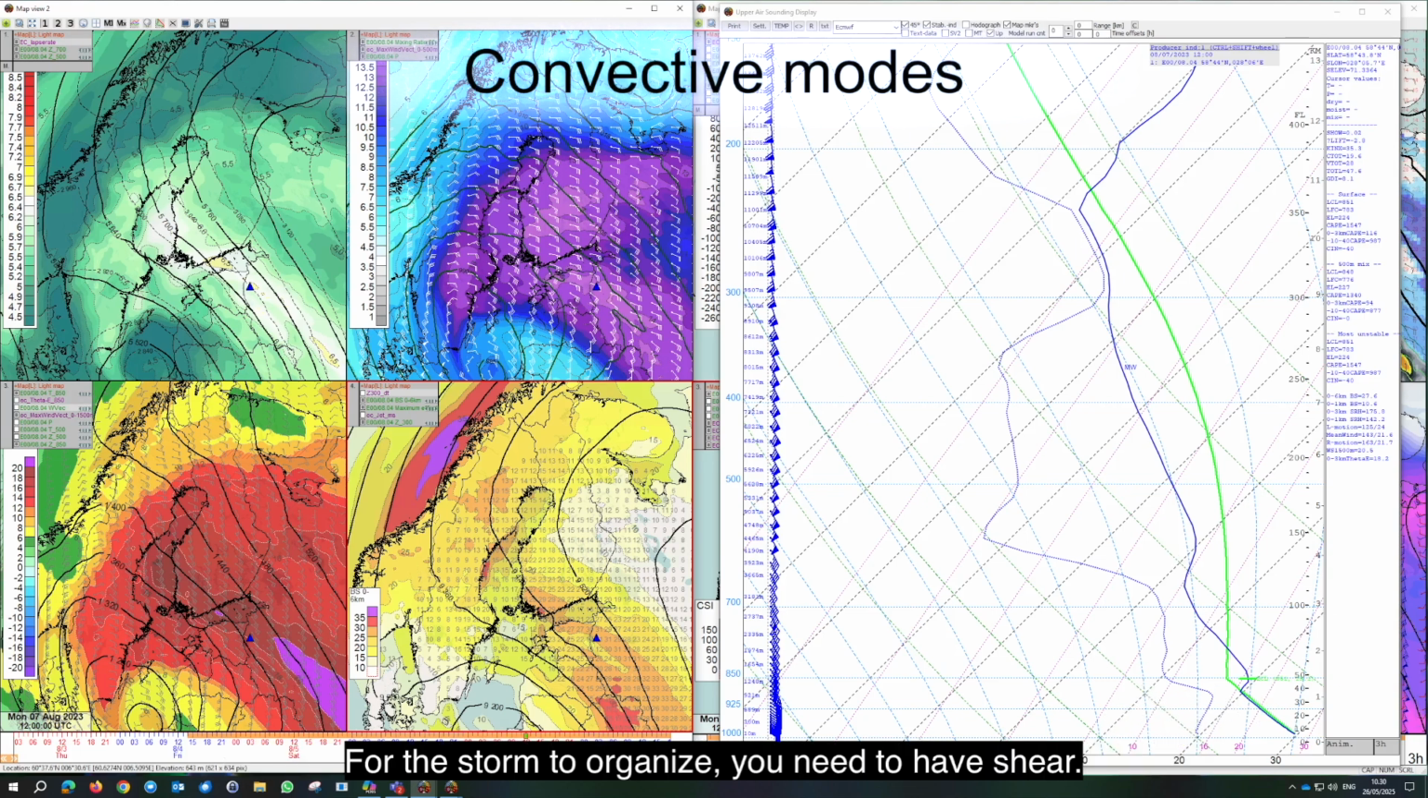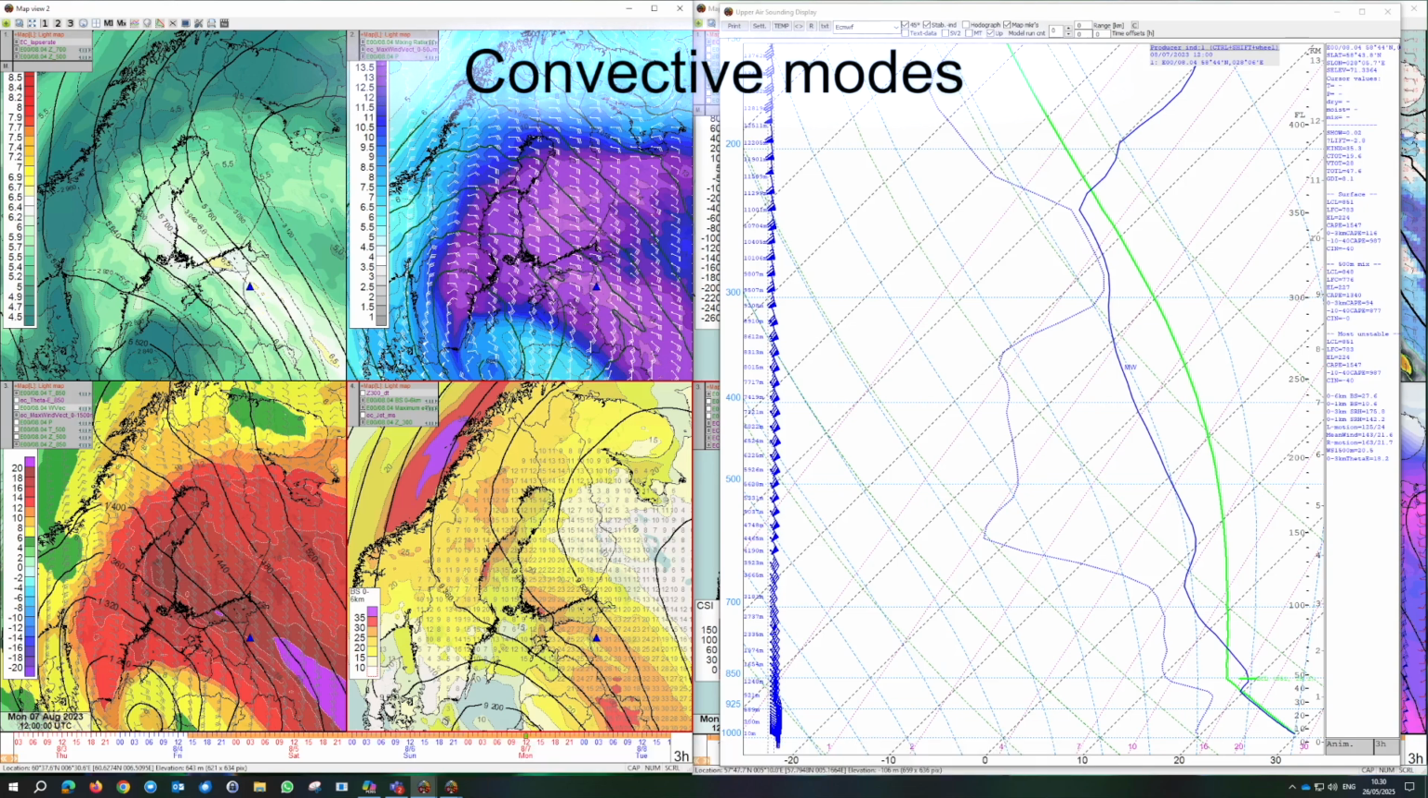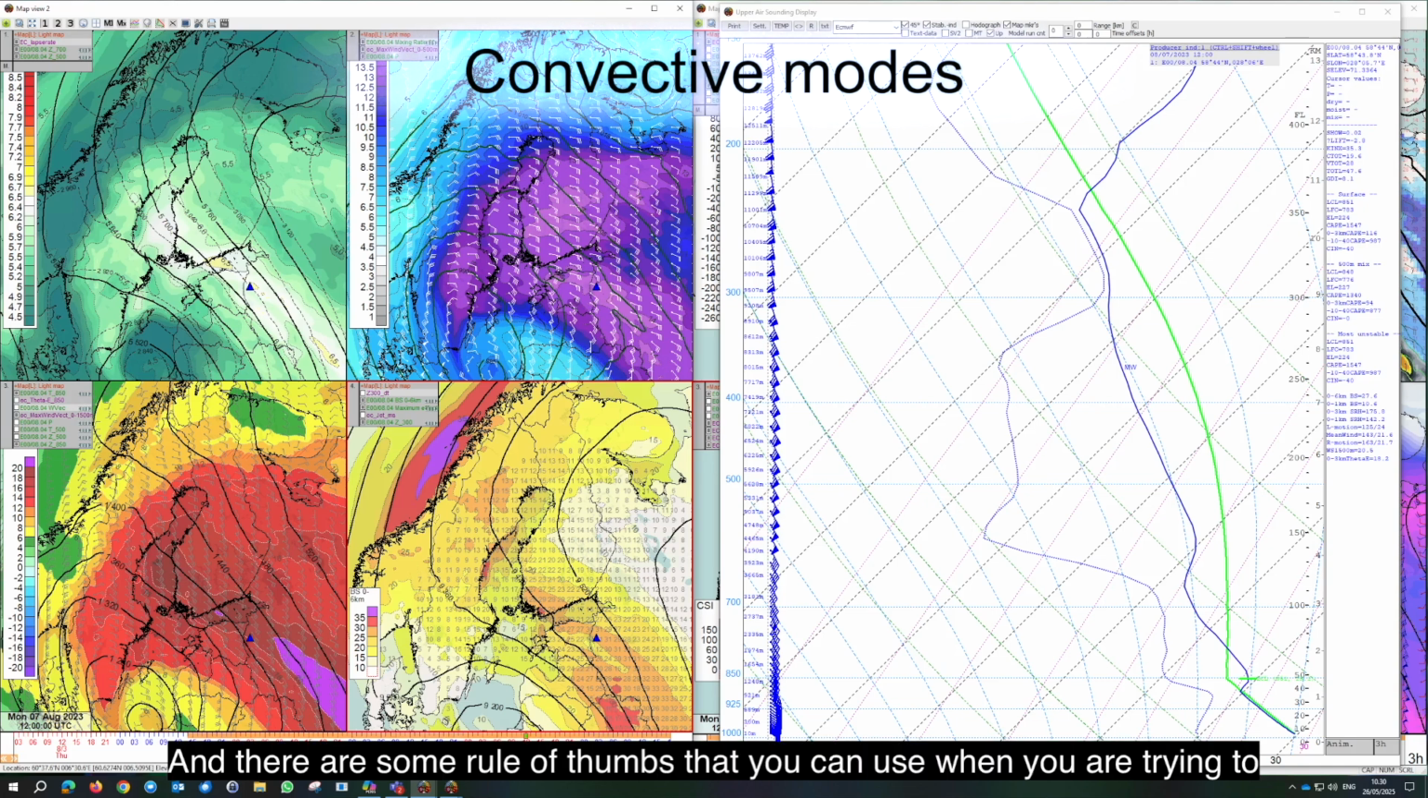For the storm to organize, you need to have shear. And there are some rules of thumb that you can use when you are trying to forecast convective mode, so single cell, multicell, or even supercell convection.